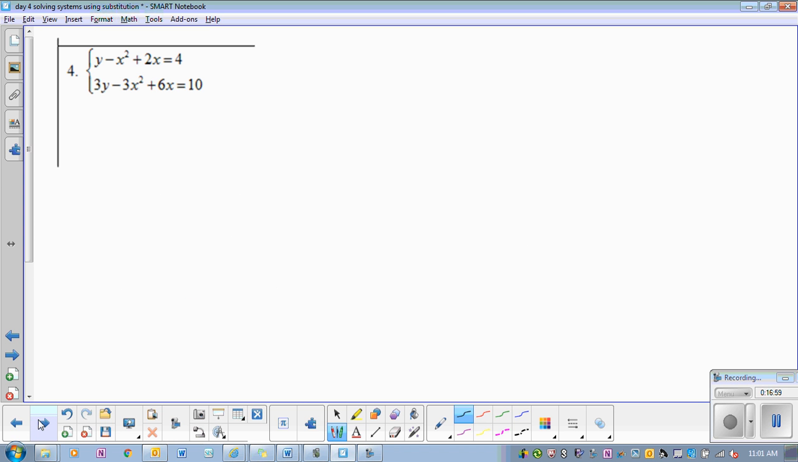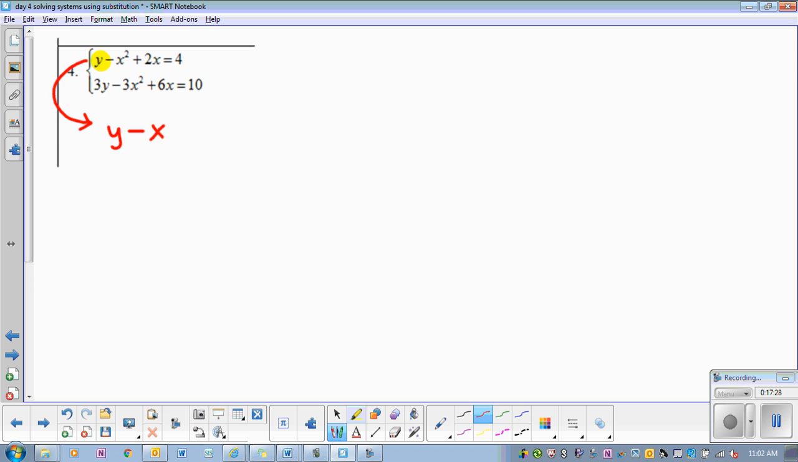All right, let's look at number 4. Number 4, which variable do you want to solve for? And in which one? The first equation or the second one? First, yeah. First one, what do you want to solve for that y? Get the y all by itself. Yeah. Because the other ones have a number in front. You don't want to solve for the x because that's an x squared, right?